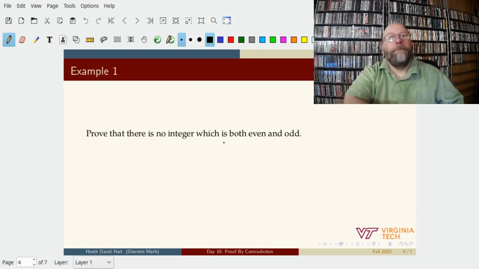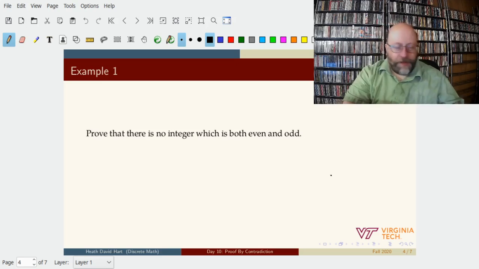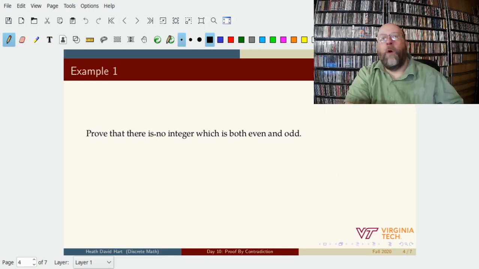Okay? So we want to prove that there is no integer which is both even and odd. Okay? This seems silly, it seems obvious, but I want to start with a very simple example. So what we're going to do is assume that there is an integer that's both even and odd, and then show that it leads to a contradiction. Okay? That's the idea.